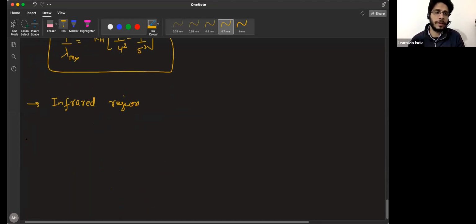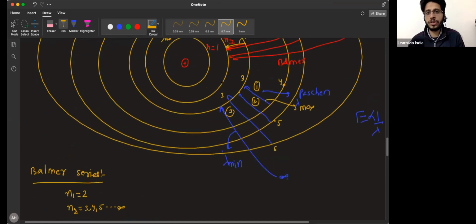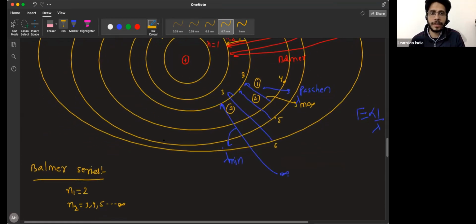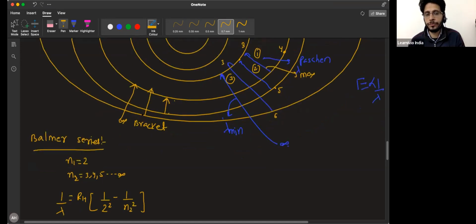After Paschen, the next is the Brackett. So if electrons jump from any of the higher states to the N equal to 4 state, or from infinity to this, then this is known as Brackett. Fatma, one last time. Which transition will correspond to maximum wavelength? 5 to 4 or infinity to 4?